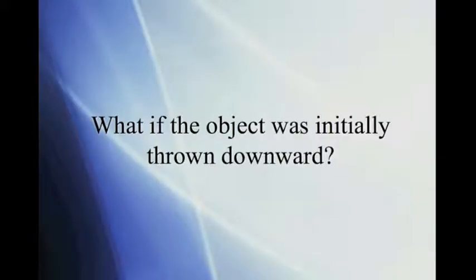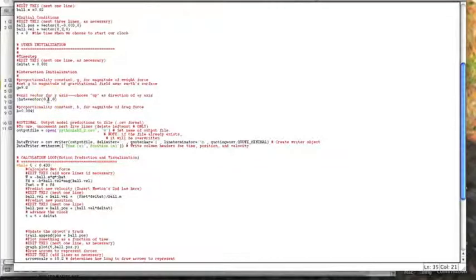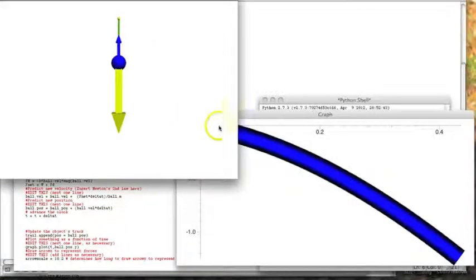What if the object was initially thrown downward? If the object was initially thrown downward, it would have a starting velocity that was not 0. If we test this out in our computational model and change the initial velocity to, say, -1, and we run it, we see that the graph is beginning to straighten out, so it's beginning to reach that terminal velocity, that constant velocity.